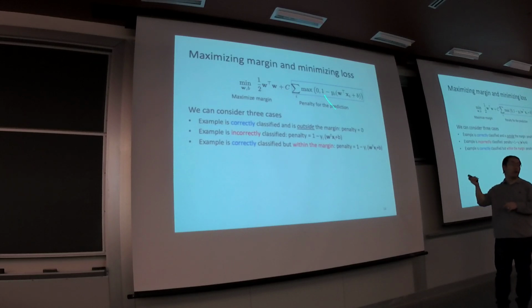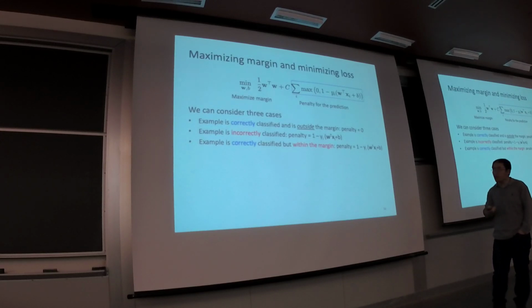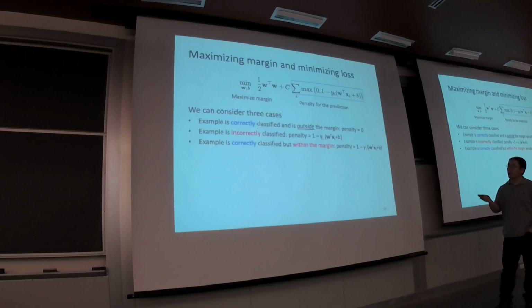We can just look into the value of this max function, right? If your example is correctly classified, that simply means your function margin is not negative. But it is within the margin, right? It breaks into the margin, that means the function margin is less than 1. And then 1 minus some value less than 1 is still positive. That means you still incur some penalty. The penalty is still here. It's 1 minus the function margin.